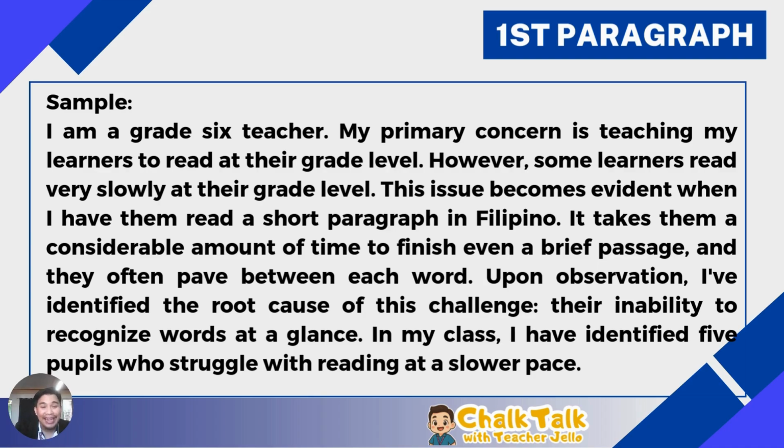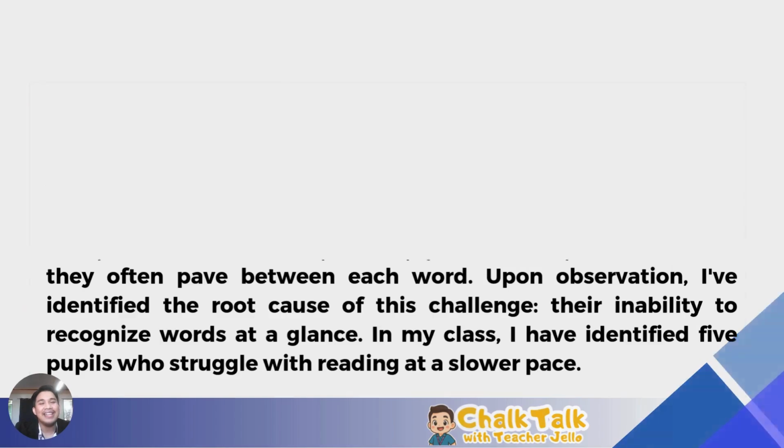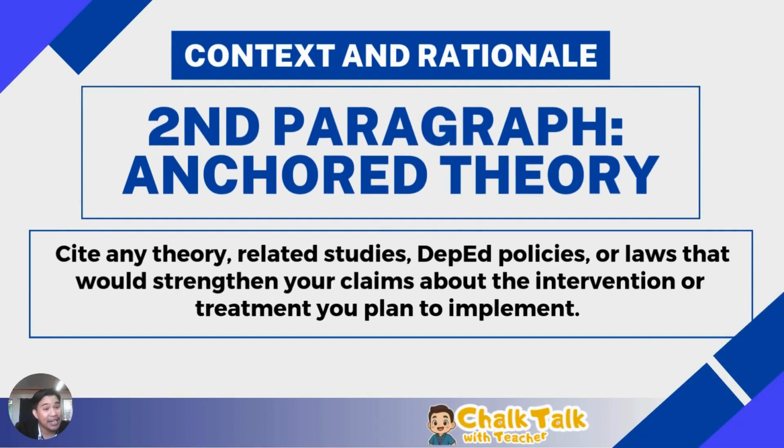So, saan ba nanggaling itong mga sentences na ito in this specific paragraph? Galing ito siya doon sa answers natin sa guide questions. So, all we need to do is to combine them all for us to create our first paragraph for the context and rationale. So, ganun lang kadali. So, we have now our first paragraph. Now, let's proceed on our second paragraph for our context and rationale. And this is all about the anchor theory.